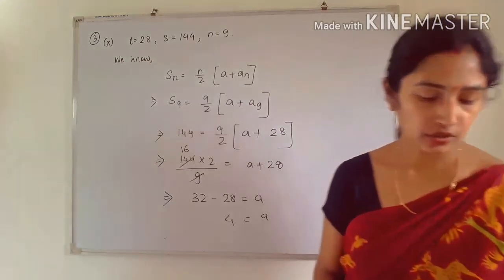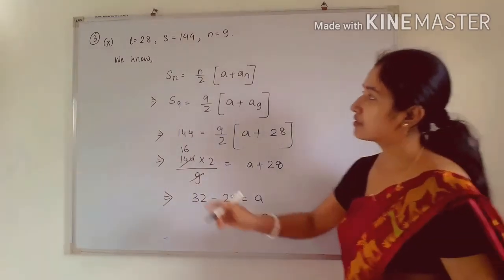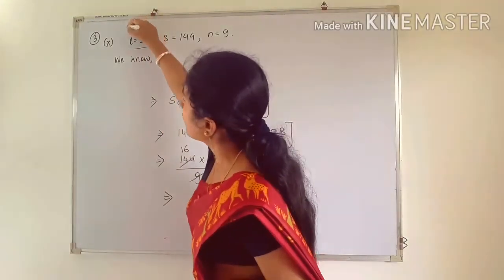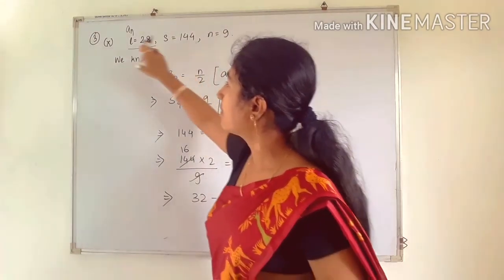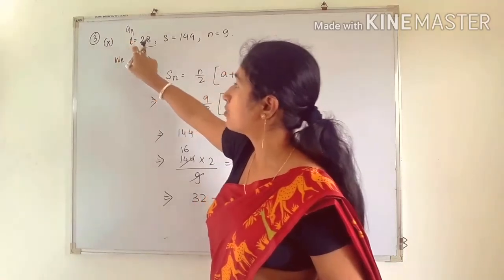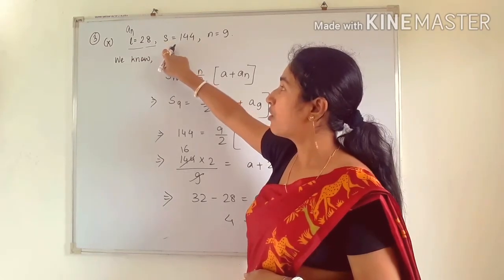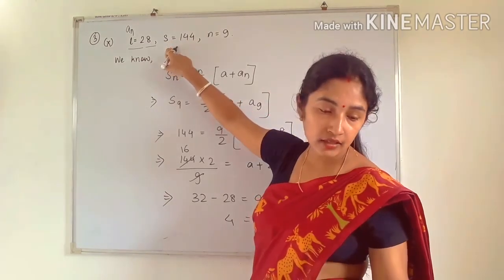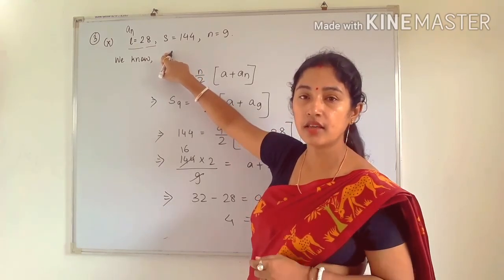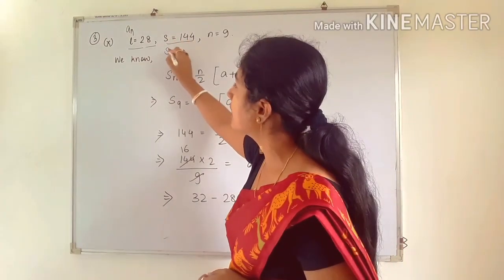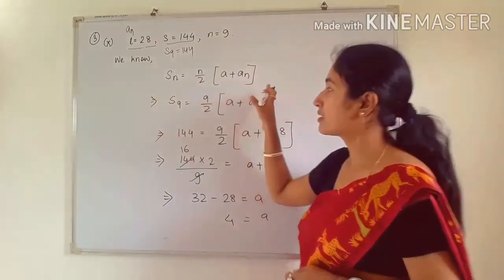So come to the next question, question number 10. Here the last term is given. We can say the last term is l, or we can say an. The total number of terms is given as 9. So we can write a9 is 28, and S is equal to 144, which is the sum of the first 9 terms, as it is clearly given that there are a total of 9 terms in this AP. So S9 is equal to 144. We know Sn is equal to n by 2 times first term plus last term.